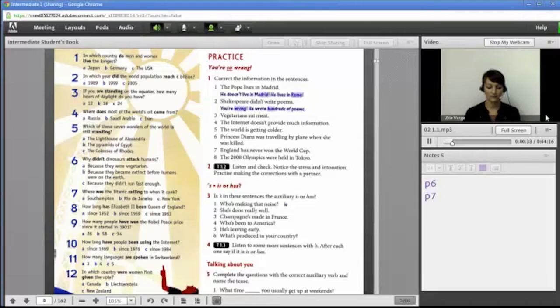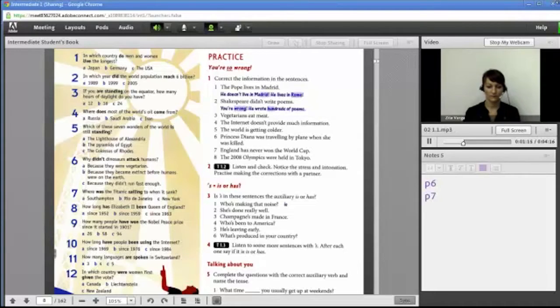2. In which year did the world population reach 6 billion? The world population reached 6 billion in 1999. There are now over 6.8 billion people in the world. 3. If you're standing on the equator, how many hours of daylight do you have? If you are standing on the equator, you have 12 hours of daylight every day of the year. You also experience the fastest sunrise and sunset in the world, between 128 and 142 seconds, depending on the time of year.